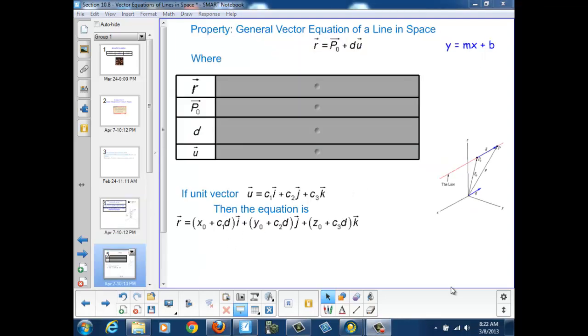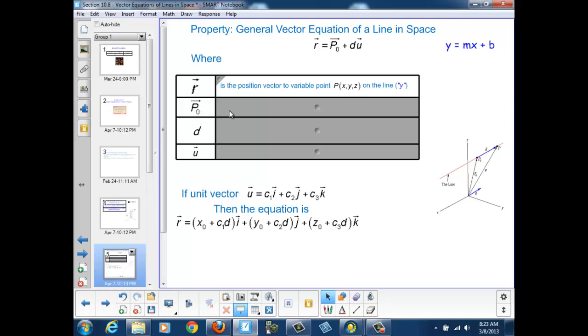So here is our equation for a line in space. r is equal to the position vector p0 plus d times a unit vector. And we're going to see how very closely this vector equation lines up with our equation for a 2-dimensional line, y equals mx plus b. Here we've got r being the equation for our vector, or our line in space. And it's the position vector to any point, a variable point on the line. So it's equivalent to y, where y is some point on the line described by this expression.